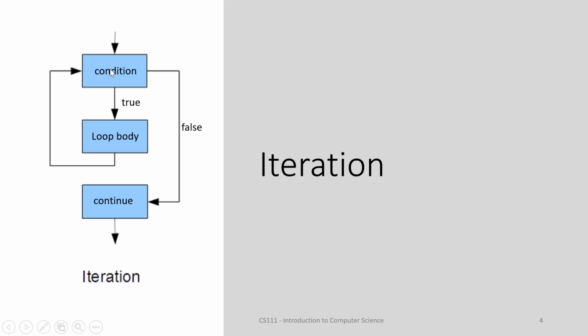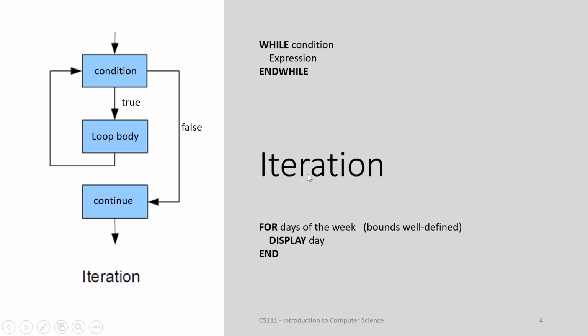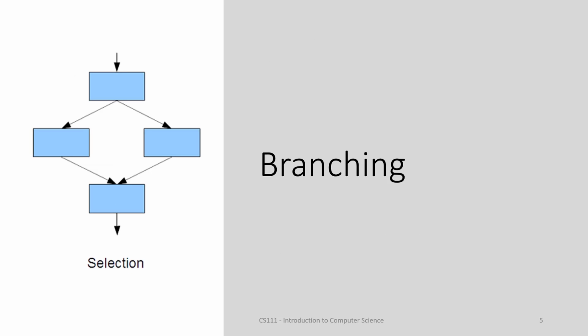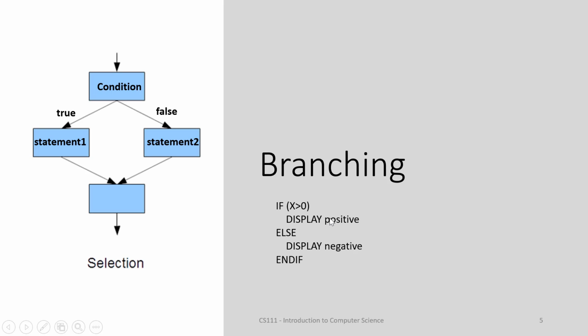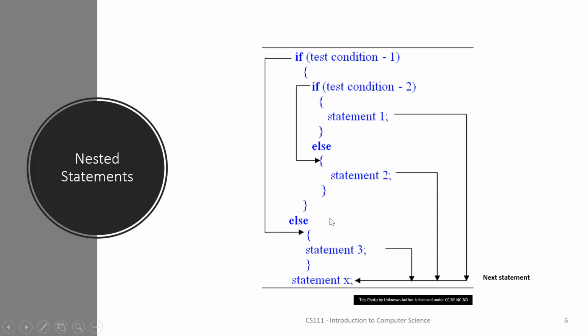Iteration is, as we saw, when the condition is true, you go into the loop body and continue that until the condition is false. There are two types of iteration, while and for loops. Branching is decision making, where you look at a condition. If it's true, you go to the left and do statement 1. If it's false, you go to the right and do statement 2, and then you continue to the next instruction.